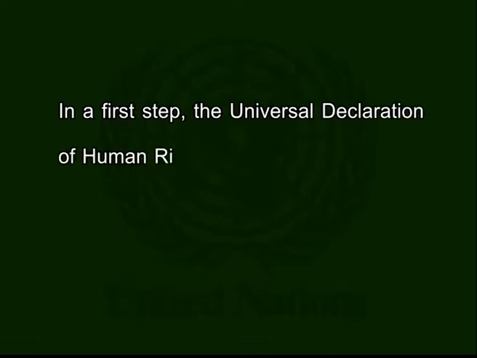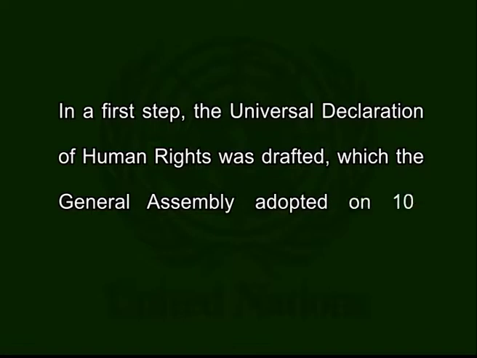Immediately after the actual setting up of the institutional machinery provided for by the Charter, the new Commission on Human Rights began its work for the creation of an International Bill of Rights. In the first step, the Universal Declaration of Human Rights was drafted, which the General Assembly adopted on 10 December 1948.